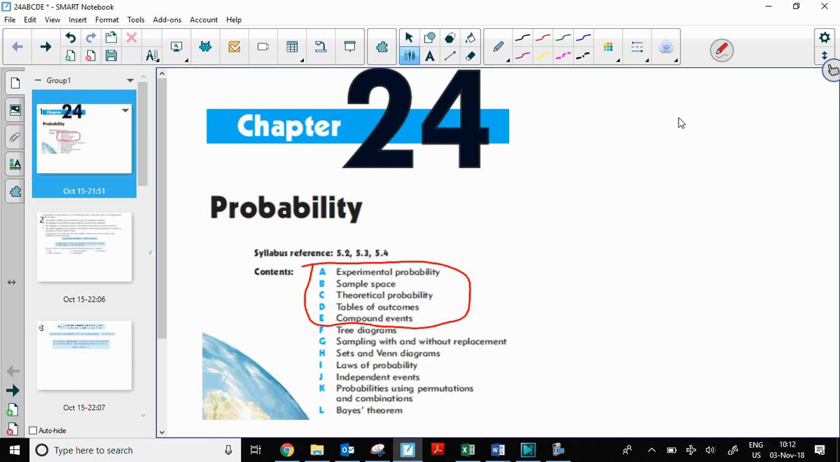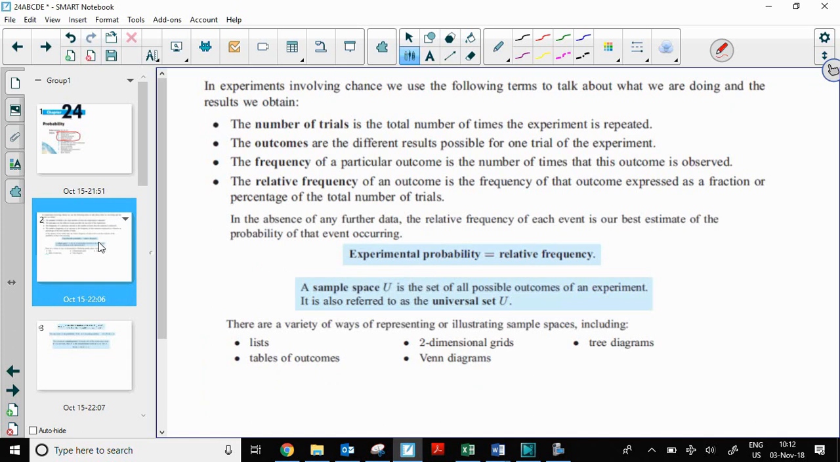This first slide has everything you need to know from sections A and B. So this is really just some vocabulary for us. You should understand what I mean when I say the word trials, outcomes. Relative frequency, by the way, is exactly what we mean when we say experimental probability.